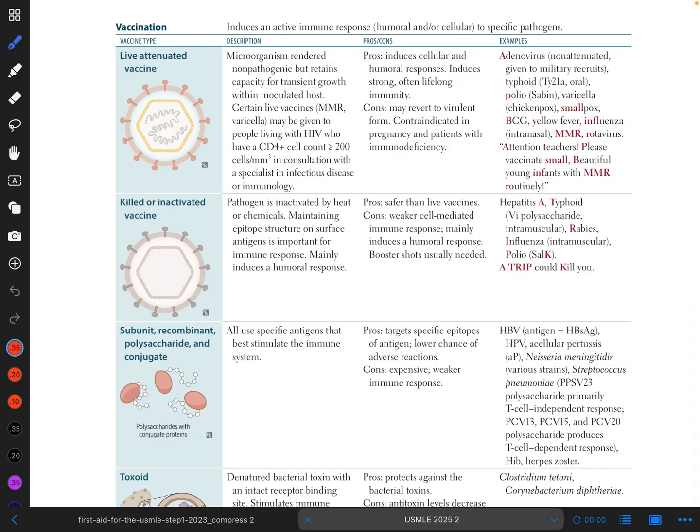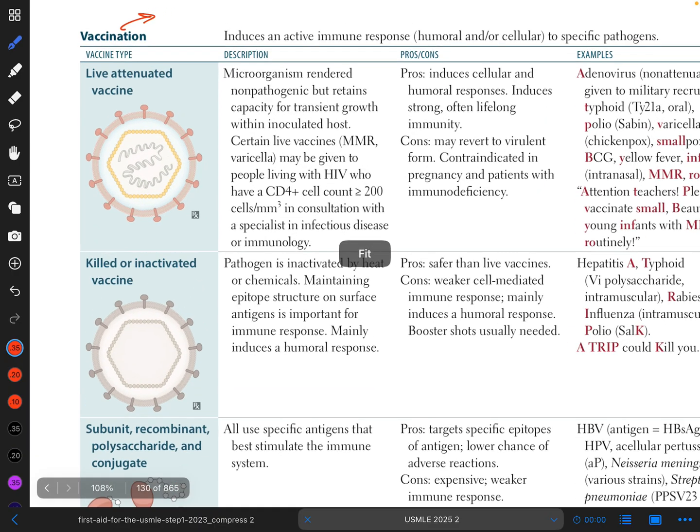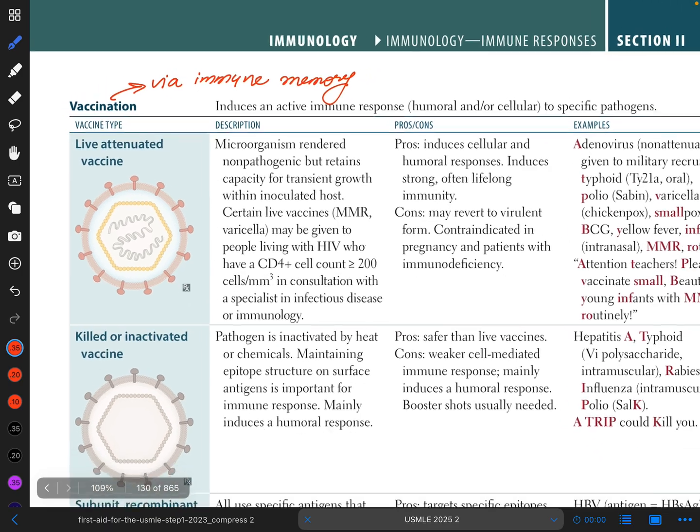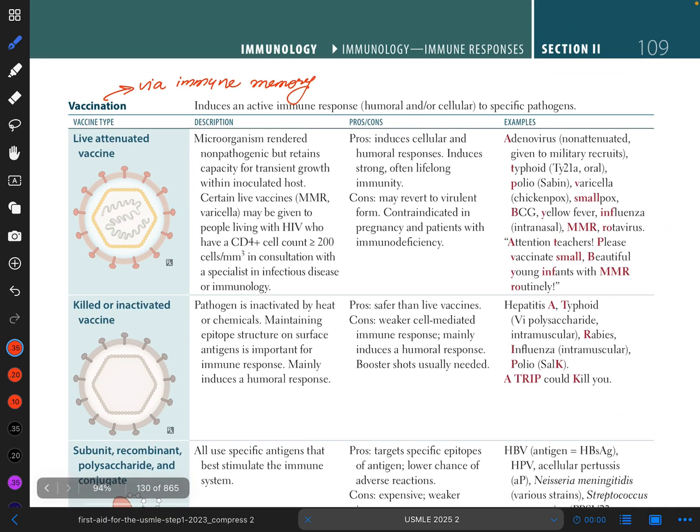Vaccines can induce B and T cell responses without overt infection, and they provide protection via immune memory. There are various types: live attenuated, killed, toxoid, and so on. First, we are going with the live attenuated vaccine.